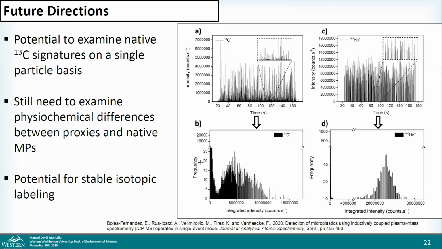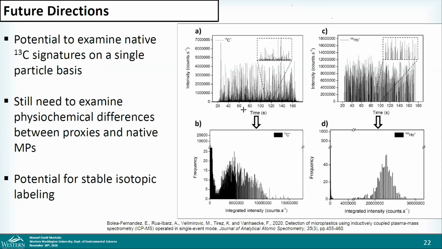And so we can see here a paper from a colleague of mine, Melissa Velimirovich, identifying C13 as a possible way to identify the distribution of microplastics. One thing we need to do with these tracers, though, is we're still examining the physiochemical differences between these proxies and the native microplastics. And so by adding gold nanoparticles, how are we changing the density? Is it really going to behave like a native microplastic? Is it really that good of a tracer? We're still trying to really identify some of the pitfalls of this approach.